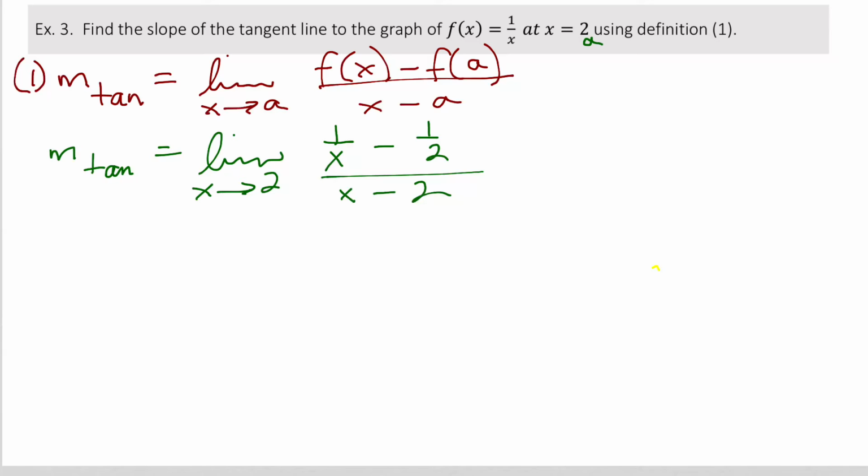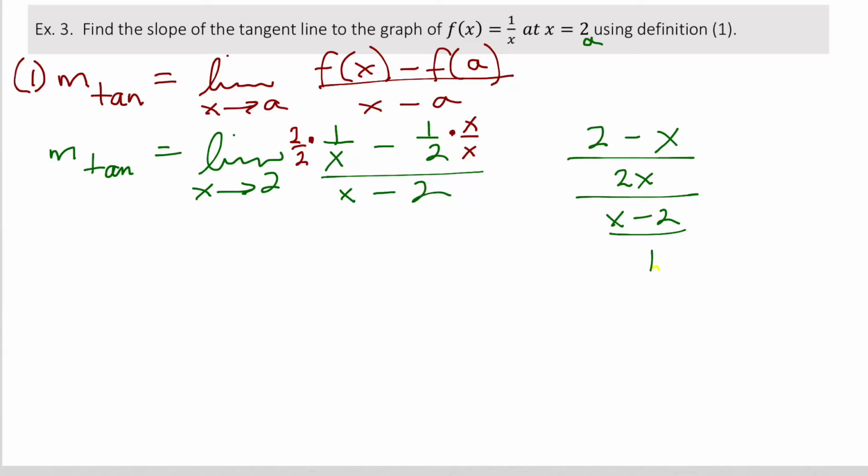So we're going to simplify this to see if this limit can be evaluated. So now I'm going to multiply 1 over x by 2 over 2 to get a common denominator of 2x. And here I'm going to multiply 1/2 by x over x to get a common denominator. So I'll have 2 minus x in the numerator, and I'll have 2x, my common denominator, and then that'll be divided by x minus 2. Let's just put a 1 under that. All right, and we know we can say this is 2 minus x divided by 2x, flip and multiply.